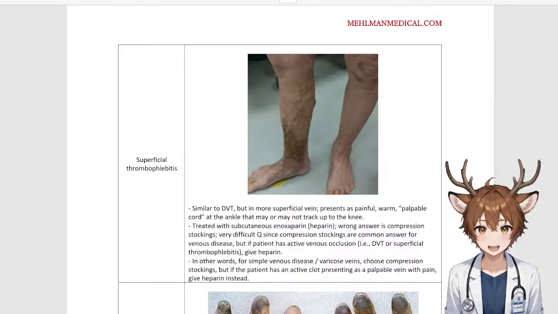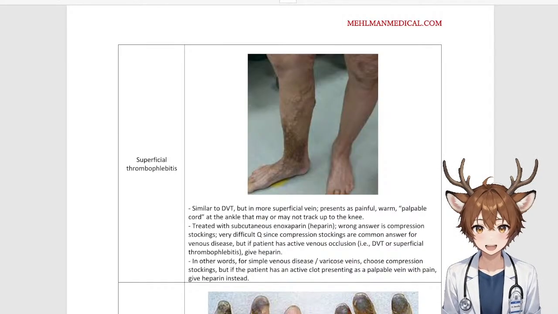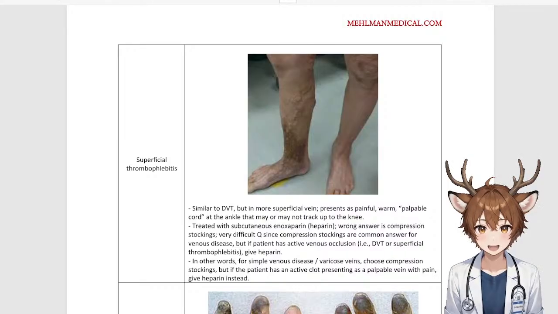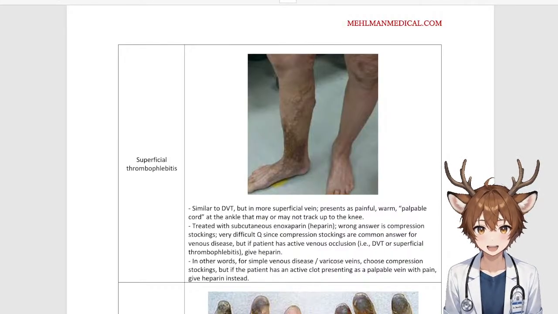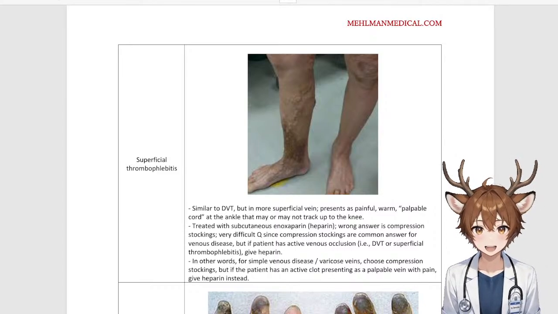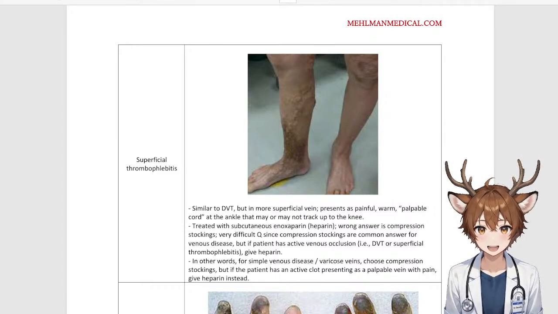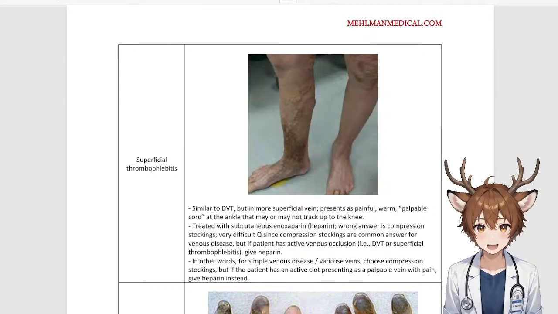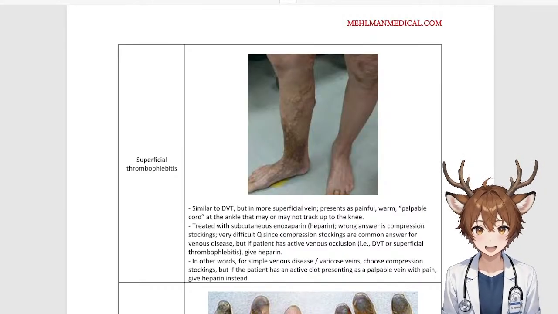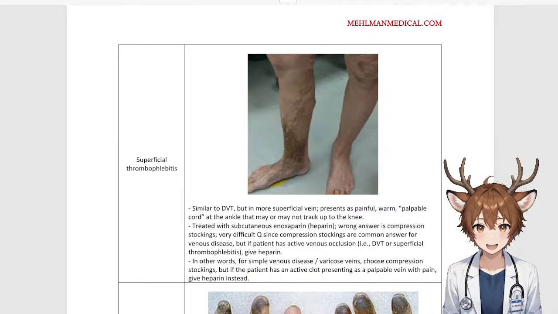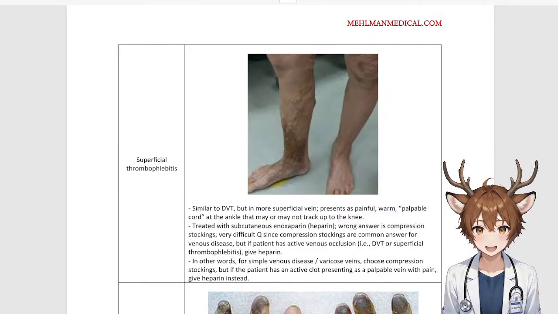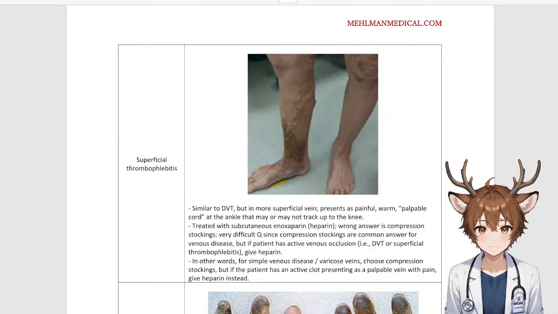Superficial thrombophlebitis is similar to DVT, but in a more superficial vein. It presents as a painful, warm, palpable cord at the ankle that may or may not track up to the knee. Treated with subcutaneous enoxaparin, heparin. The wrong answer is compression stockings. This is a very difficult question since compression stockings are a common answer for venous disease. But if the patient has active venous occlusion, that is to say DVT or superficial thrombophlebitis, give heparin.